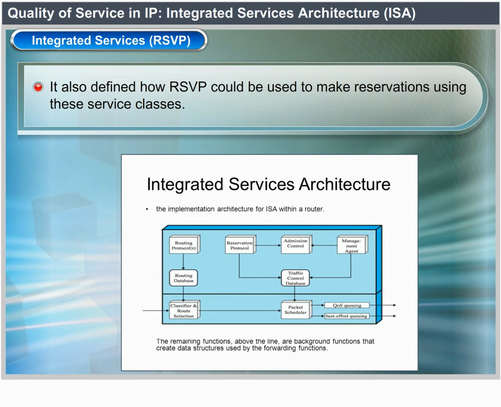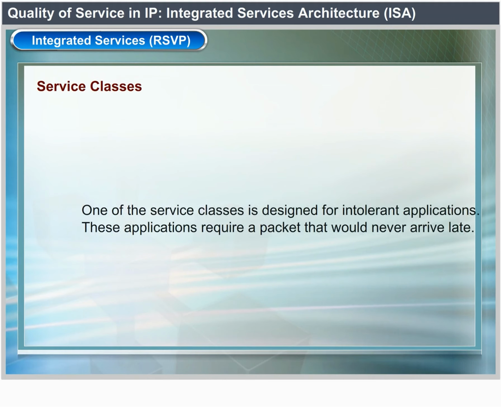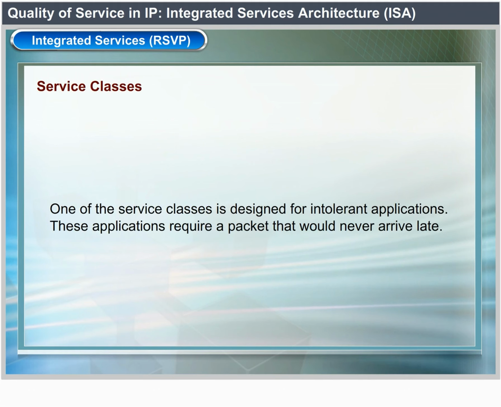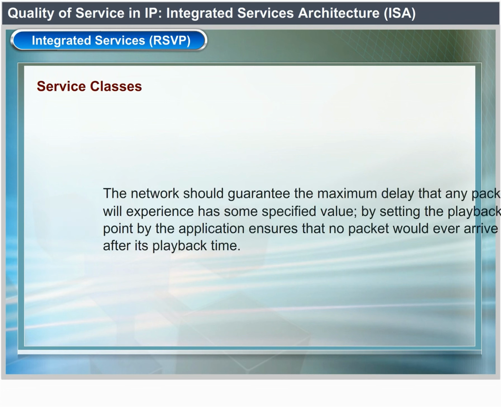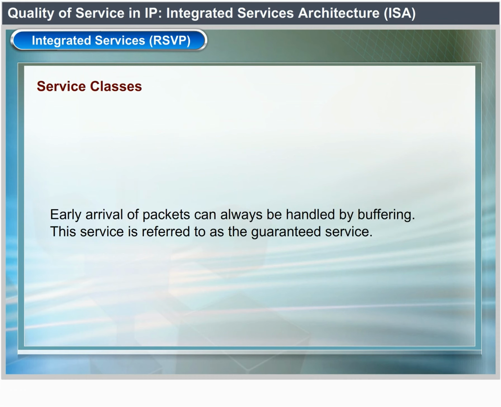Service classes. One of the service classes is designed for intolerant applications. These applications require that a packet never arrive late. The network should guarantee that the maximum delay that any packet will experience has some specified value. The application can then set its playback point so that no packet will ever arrive after its playback time. Early arrival of packets can always be handled by buffering. This service is referred to as the guaranteed service.